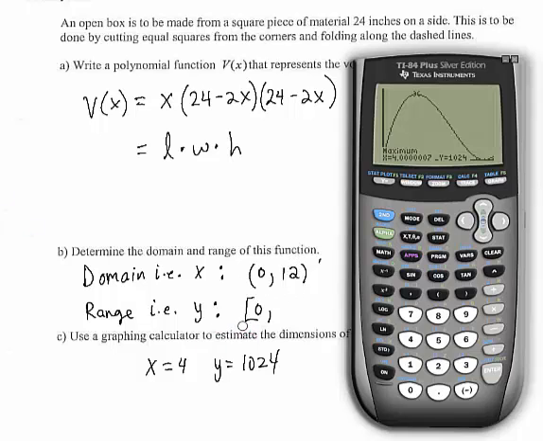So I'll do the same for the range. I'll use parentheses instead. And for the range of our function, we use the maximum that we just found from the calculator, and that is 1,024. So cutting squares from the corners, measuring x units between 0 and 12 will yield a volume that spans anywhere between 0 and 1024.